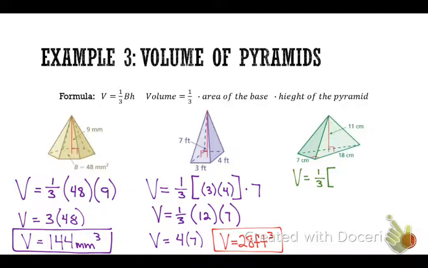Triangle. It's a triangle. So that's where the 1/2 comes from. I'm finding the area of this triangular base. Okay? So what is the base length of that triangle? 7. And then the height would be 18. Now you say, well, I looked at it and I thought the base was 18 and the height was 7. That's okay.